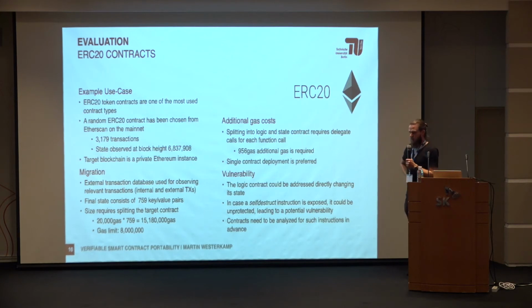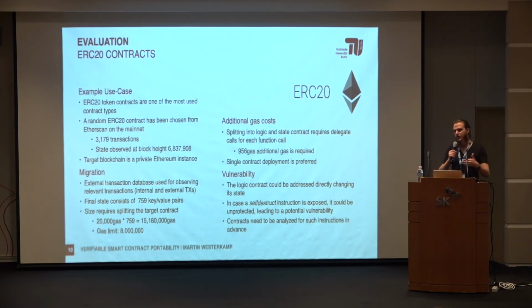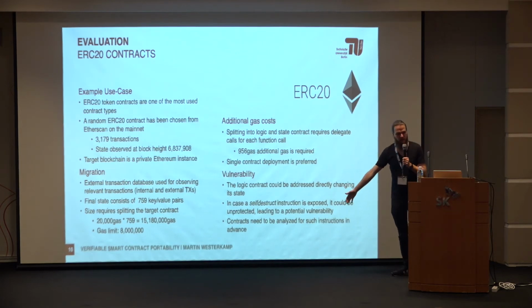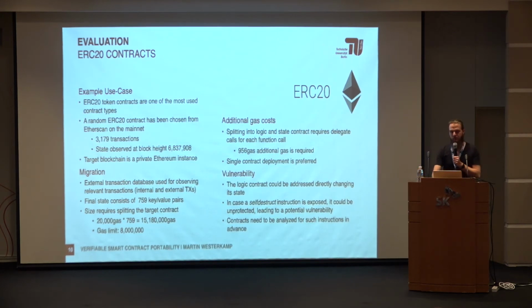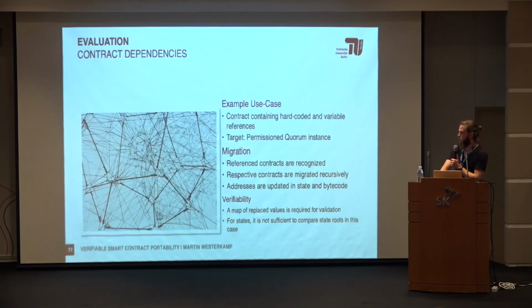So one drawback we observed here was that we have additional gas costs because of this delegate call from the proxy contract to the logic contract. So each delegate call causes additional costs of about 956 gas here. And not particular in this contract, but generally there's a potential vulnerability because the contract that holds the logic has no state, but can be called by anyone, of course, changing the state and triggering unchecked self-destruct instructions. So before migrating, we would have to check using Mythril, for example, for such unchecked conditions.